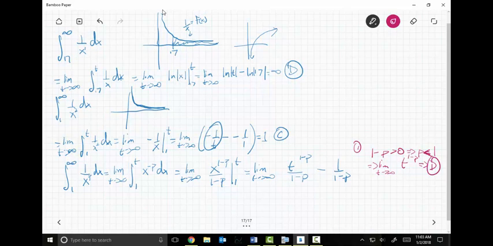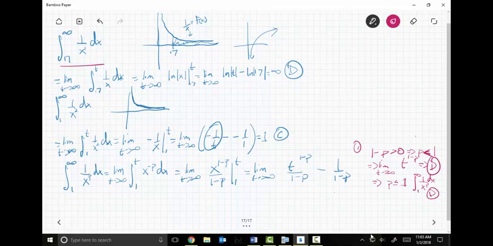You might say, but Ripley, what if 1 minus p was like 0.0000000000001? Infinity doesn't care, right? It's such a huge number that we would still blow up and go to infinity. So if p is less than 1, and since we proved over here that p equal to 1 is divergent, we know that if p is less than or equal to 1, then the integral from 1 to infinity of 1 over x to the p dx will diverge.